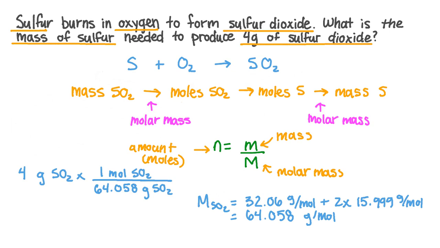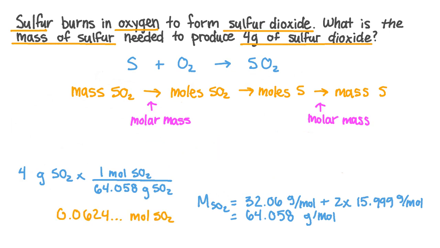Now we can convert from grams of SO2 to moles of SO2 by dividing by the molar mass, which we can see from our formula, and we can also see from the fact that the units of grams of SO2 will cancel. Now we can either perform the calculation here, giving us 0.0624 moles of SO2, or we can continue the calculation on in one line. Either way, our next step will be to convert from moles of SO2 into moles of S.